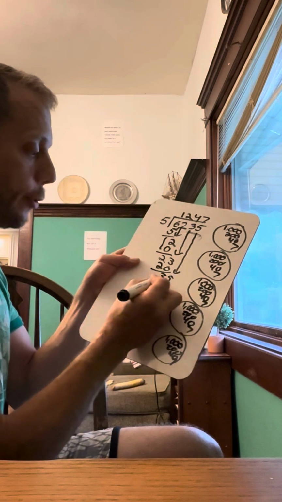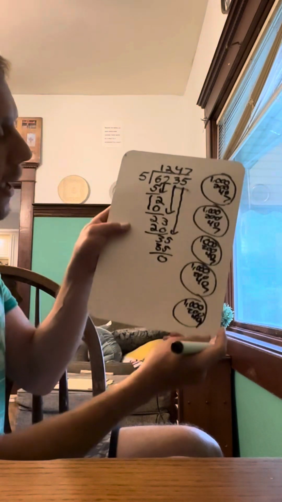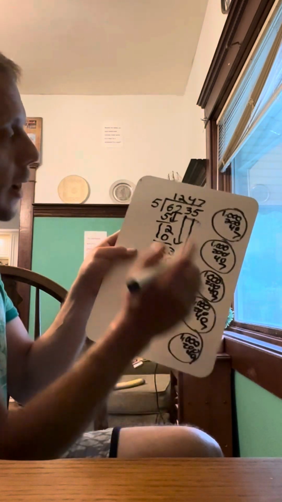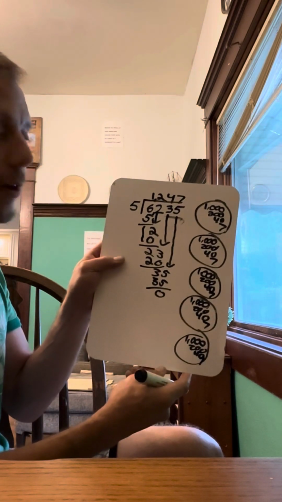5 times 7 is 35. As you can see, I've handed out $35 in that step, and I have nothing left over. So I've handed out $1,247 to each of the 5 people.